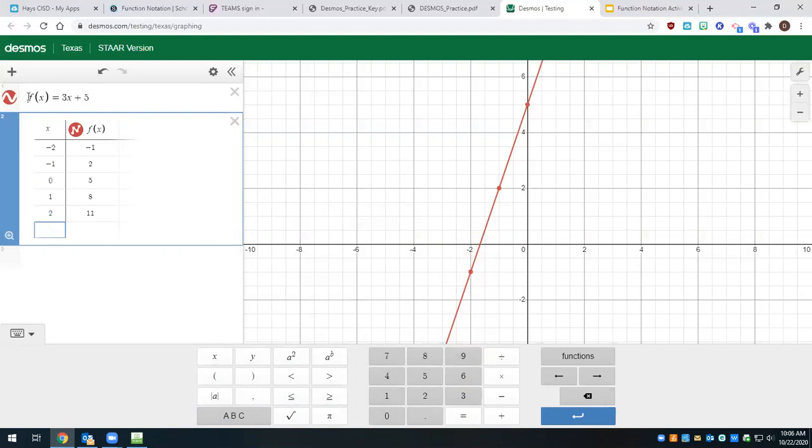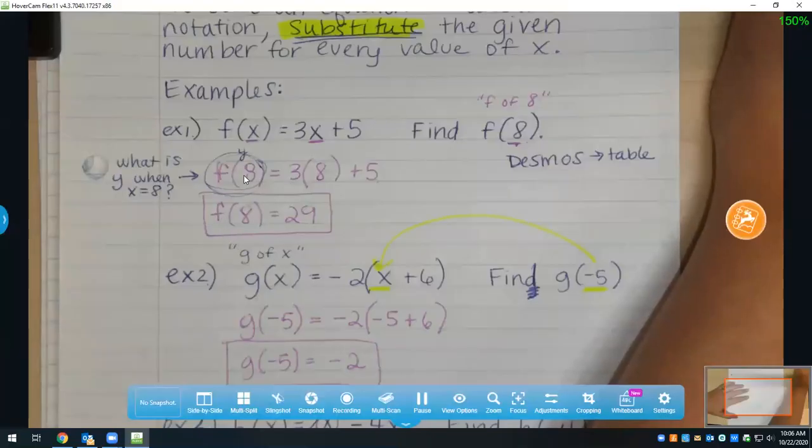So if you're trying to evaluate f of x for when x is 8, so I want f of 8, I'm trying to figure out what the y value is when x is 8. So if I just put in that x value, compare these two, right? When x is 8, because we're plugging in an 8 for x, what is y equal to? Well, that's what that notation is, f of 8. So when x is 8, y, f of x, is 29.